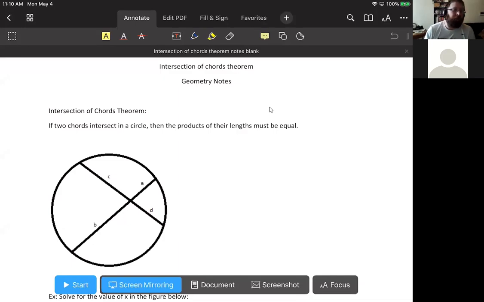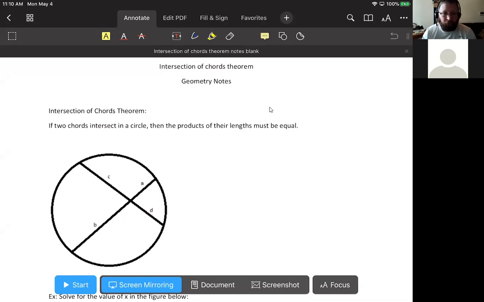Okay, today we're talking about the intersection of chords theorem, which is one of the rules that goes with circles. The intersection of chords theorem is very simple. It reads right there on the screen. If two chords intersect in a circle, then the products of their lengths must be equal.